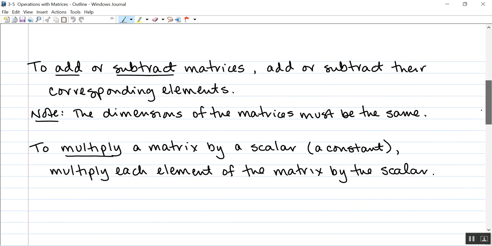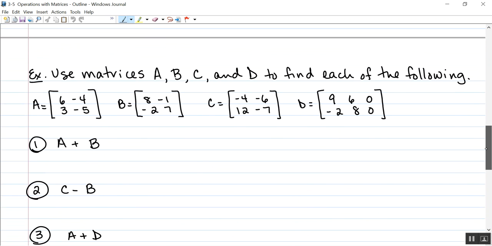So to add or subtract matrices, you add or subtract their corresponding elements, and the dimensions of the matrices must be the same. To multiply a matrix by a scalar, that is by a constant, you multiply each element of the matrix by the scalar. Let's take a look at a couple examples.